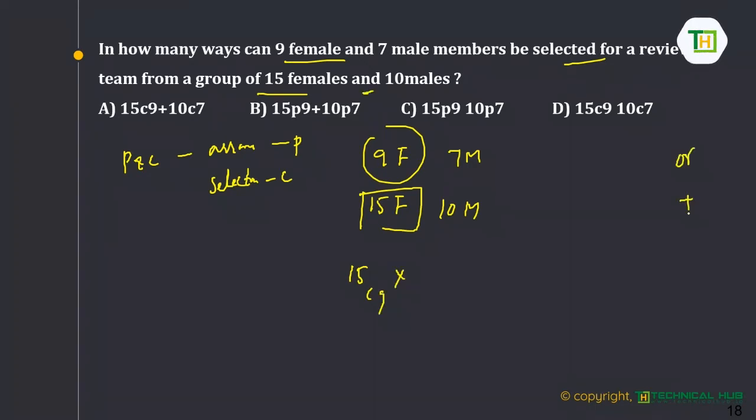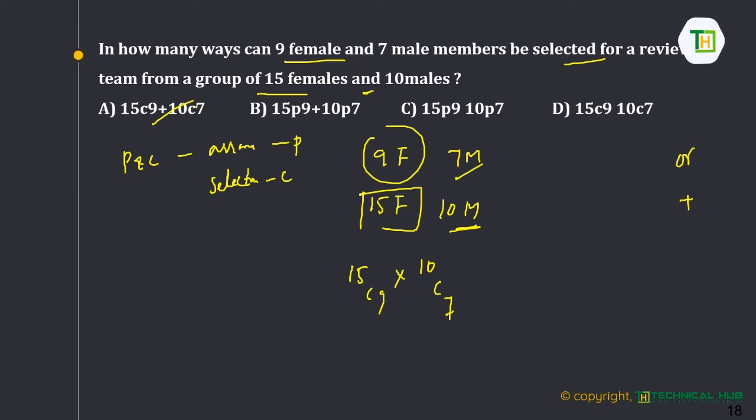All these are basics, I think. So 15 C9 into, here 10 male persons are there. I have to select 7 male members only. So 10 C7 is possible. So the answer for this question is 15 C9 into 10 C7. Option A is the correct answer. So, a direct application question.